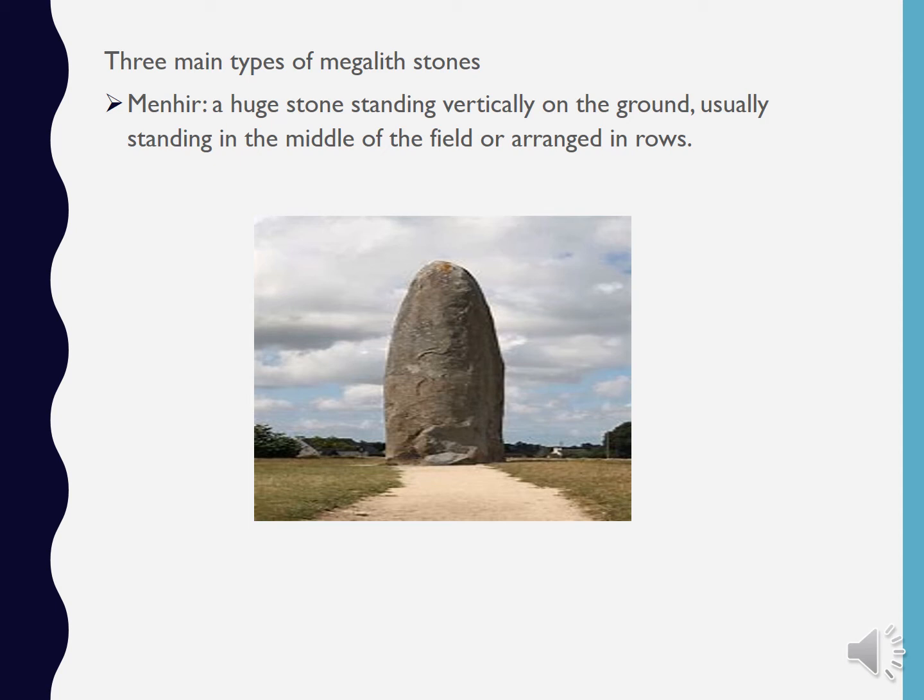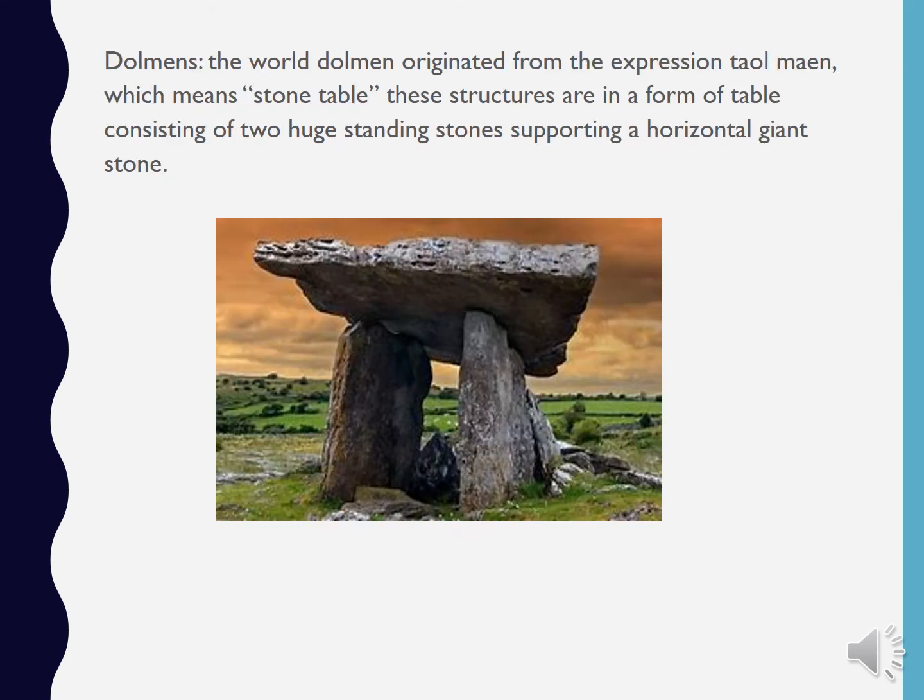Three main types of megalithic stone. Menhir, a huge stone standing vertically on the ground, usually standing in the middle of a field or arranged in rows. So these are examples of menhir megalithic stones. Next is dolmens. The word dolmen originated from the expression taol maen, which means stone table. These structures are in the form of a table consisting of two huge standing stones supporting a horizontal giant stone. So these are examples of dolmens.